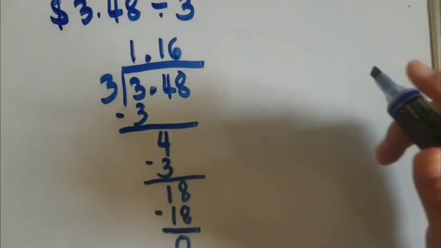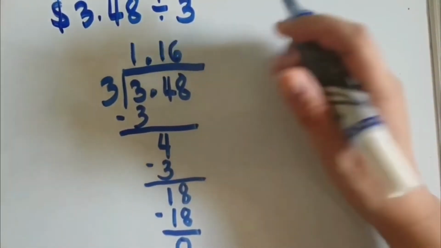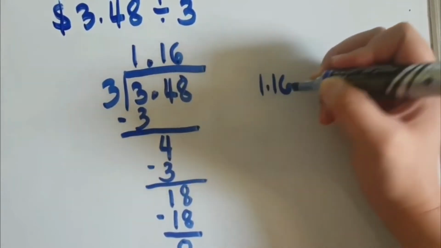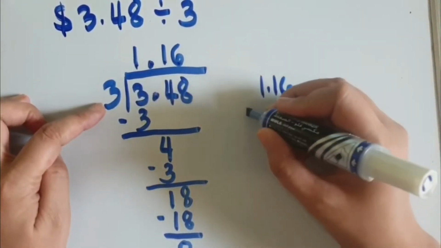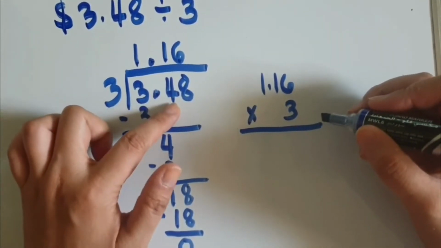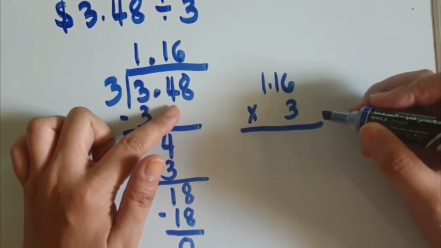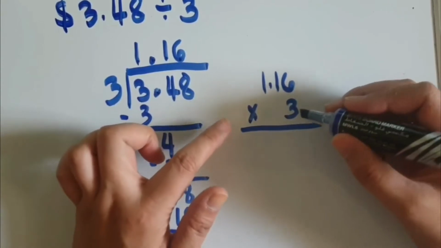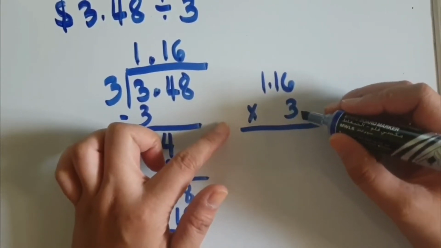Now, let us check if our answer is correct. So, our quotient is 1.16. We will multiply it by our divisor, which is 3. Then, our answer should be equal to our dividend, that is 3.48. So, you have to remember how to multiply your decimals.